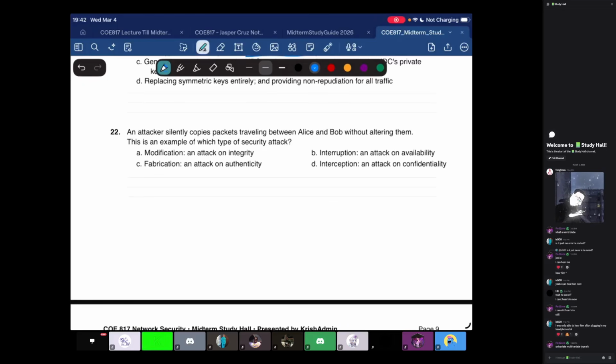An attacker silently copies packets traveling between Alice and Bob without altering them. This is an example of which security attack? Modification? It says without altering, so it doesn't modify. Fabrication? It's not creating any new packets or messages, so it's not fabrication. Interception, an attack on confidentiality. So this is what this question is stating, as it's not affecting the availability of the communication either. It's just snooping.